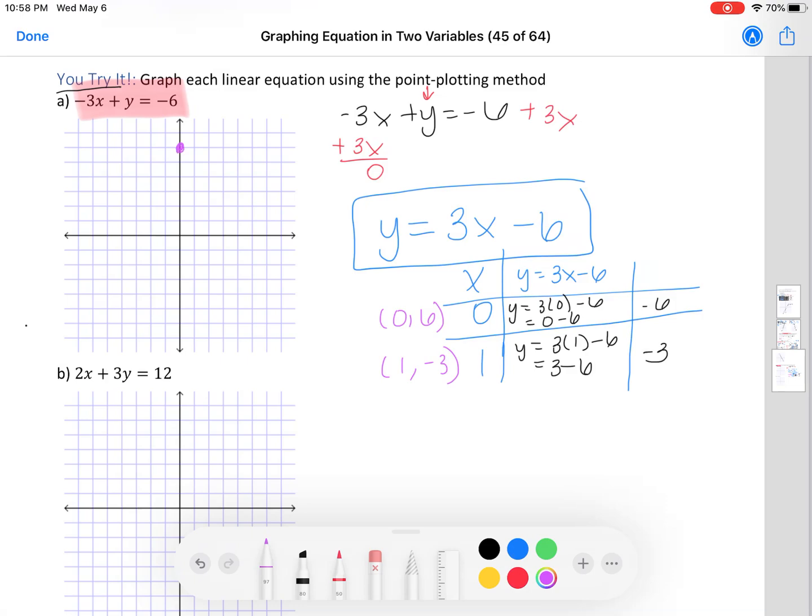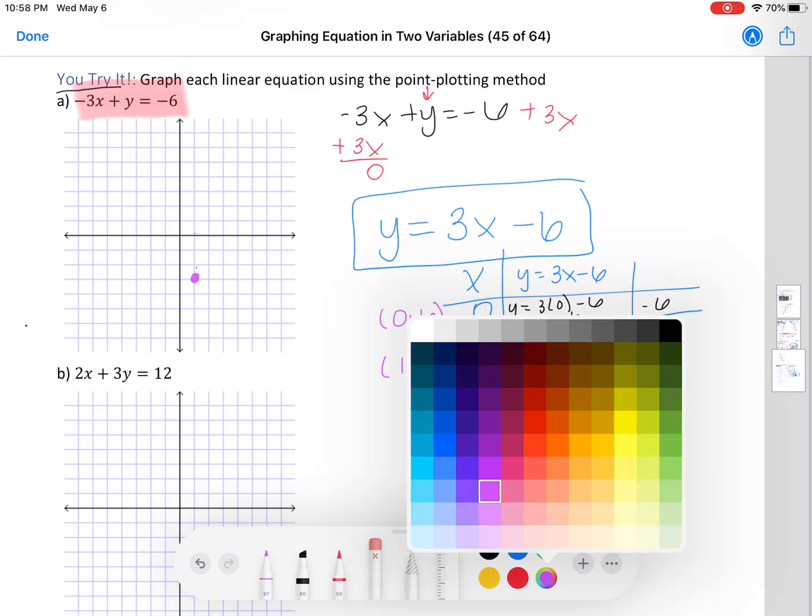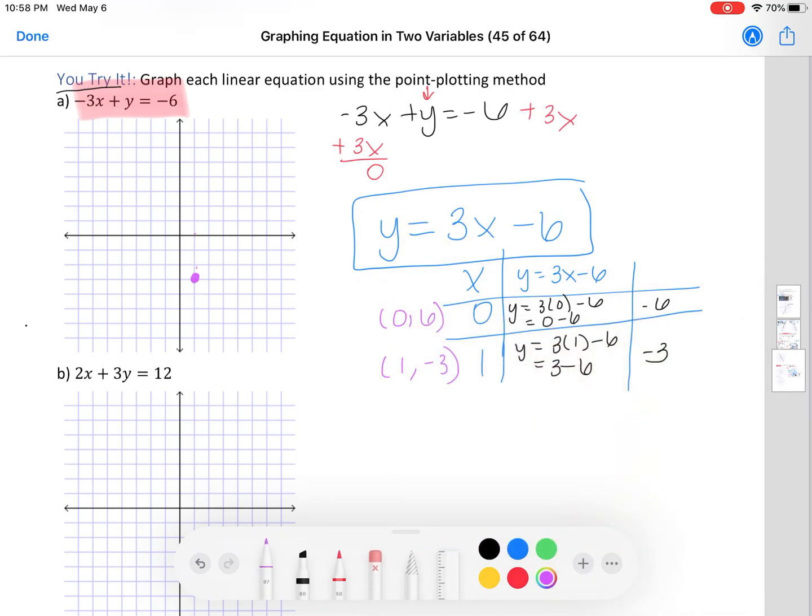0, up 6, and 1, down 3. Oh, that first one's wrong, negative 6. First one is 0, negative 6. Alright, and if we connect them, we have our line. If you're ever unsure, you can always plot more points. And those things at the end are supposed to be arrows. Sorry for my very poorly drawn arrows.